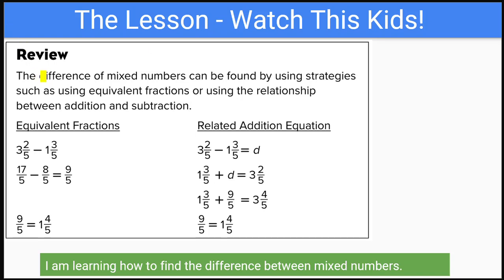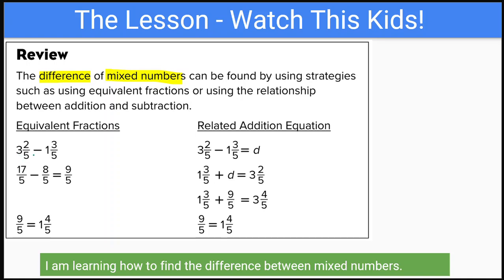It says the difference, and that's the answer to a subtraction problem, of mixed numbers can be found by using strategies such as equivalent fractions or using the relationship between addition and subtraction. Okay, well, in both of these cases right here, they make it look really easy, but actually there's some steps that they left out right here. So let's take a look at this.